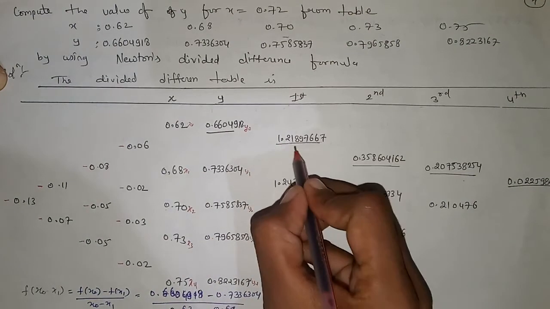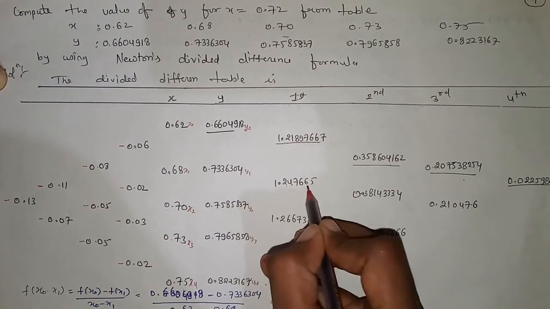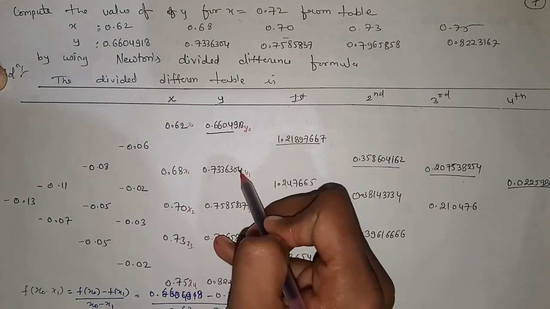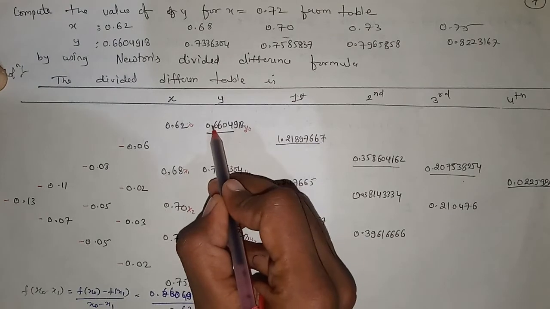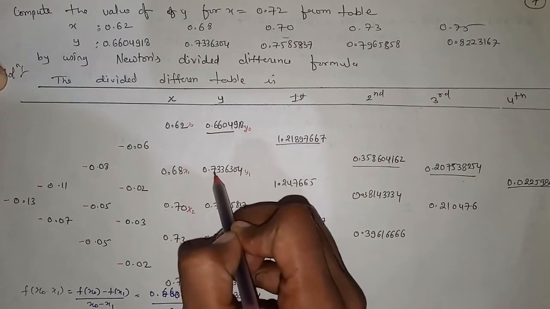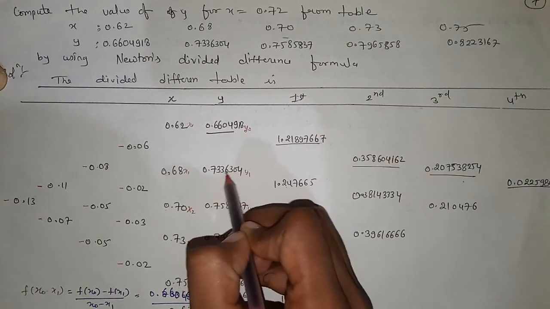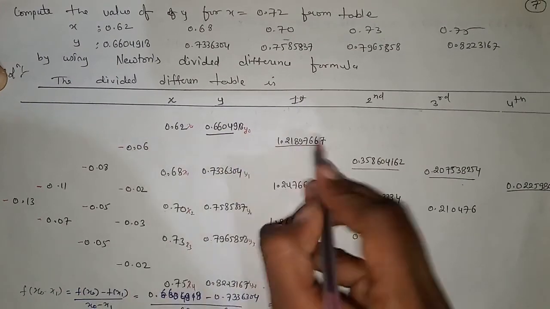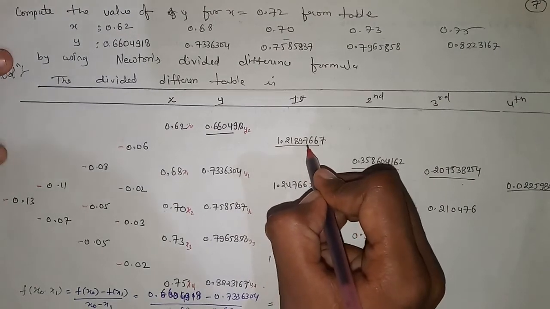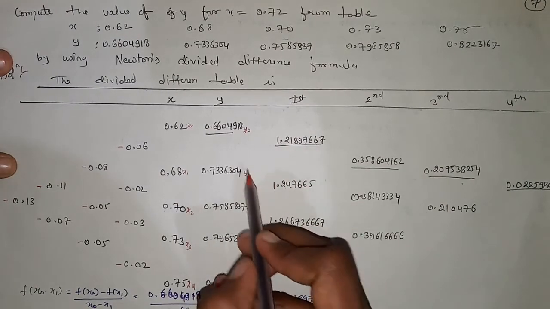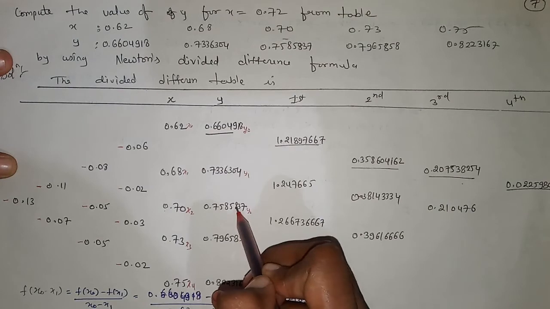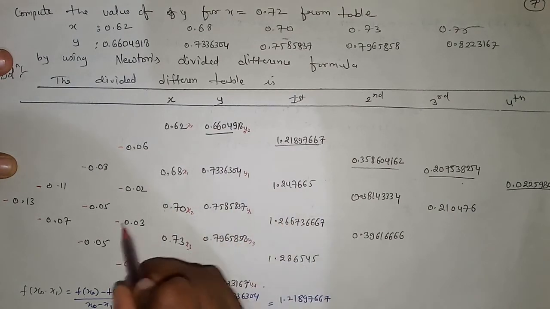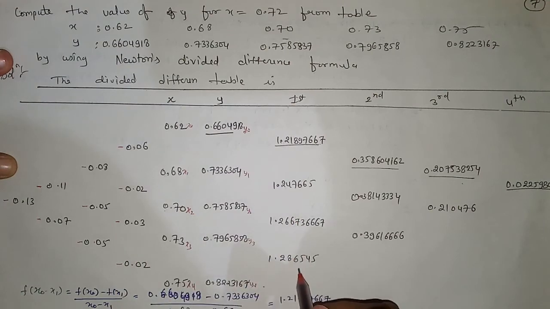Now we have to calculate f[x0 x1], f[x1 x2], f[x2 x3], f[x3 x4]. For this we subtract the two function values and divide by the difference of x. The difference of y is a negative term, and dividing a negative term by this negative term, we get 1.218976667. Again we will find the difference of these two and divide by minus 0.02. Then we find the difference of these two and divide by minus 0.03. Then we will find these values.